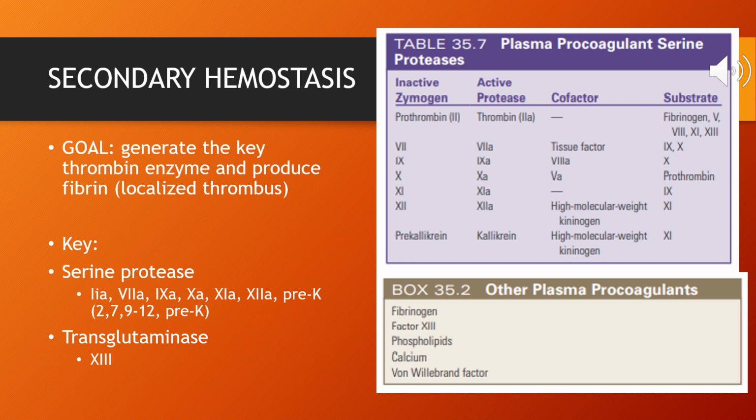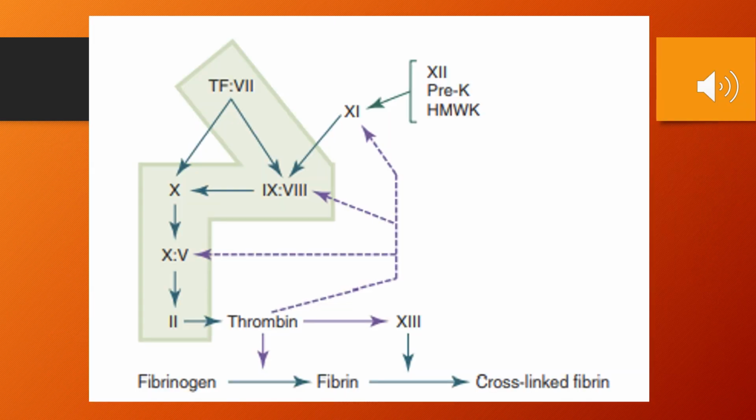So, the procoagulant cofactors that participate in the complex formation are tissue factor, soluble plasma factors 5, 8, and the high molecular weight kininogen, while the remaining components of the coagulation pathway are fibrinogen, factor 13, phospholipids, calcium, and the von Willebrand factor. So this is a figure showing a simplified coagulation pathway.